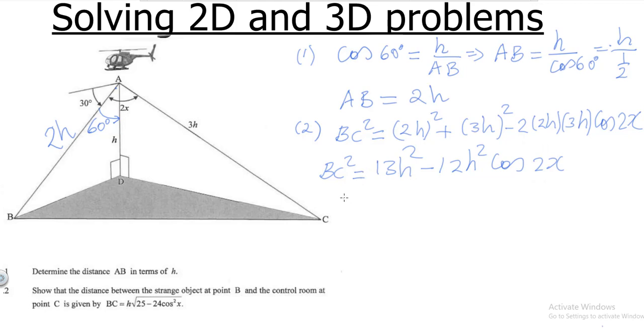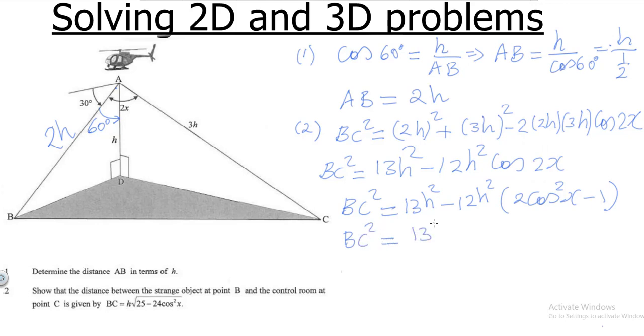Then we have BC squared. If we look at this, what can we do here? I think I prefer to finish first, then we factorize, okay? Minus 12h squared, let's change here. Remember, we have a cos squared. We change cos 2x to 2 cos squared x minus 1. Can you see?